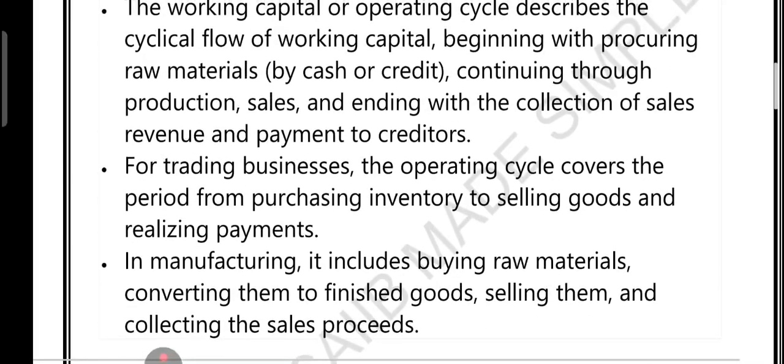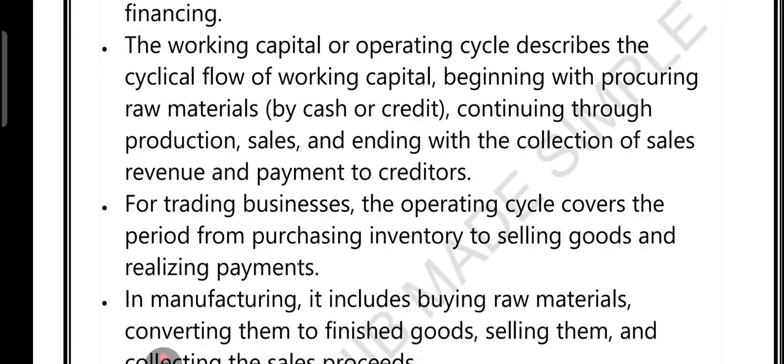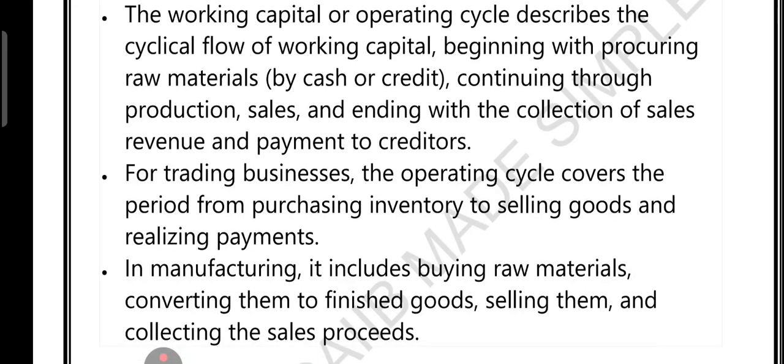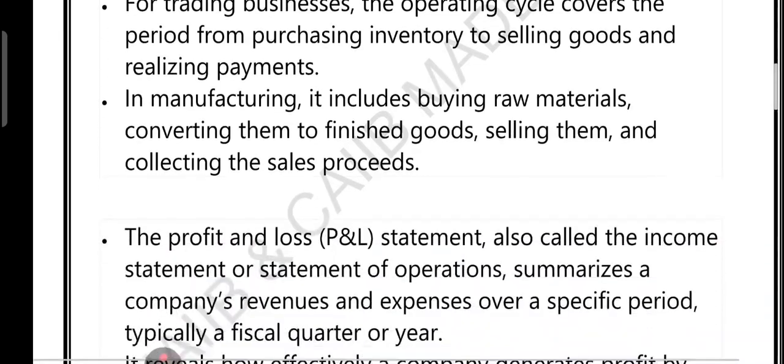For a trading business, the cycle starts from buying inventory to selling it and collecting money. For manufacturing, it includes raw material purchase, then production, then sales and then collection. Now there is something called a red flag.